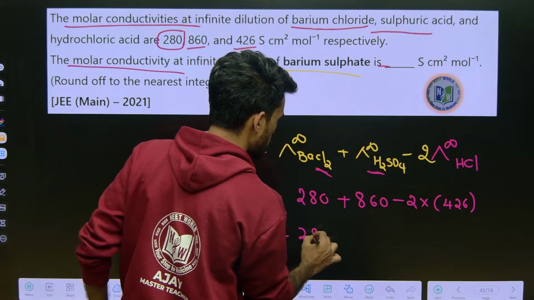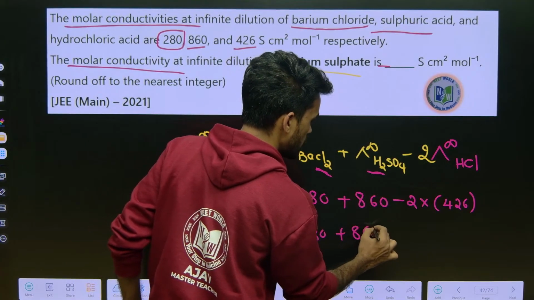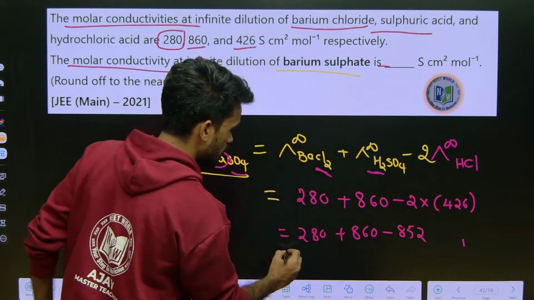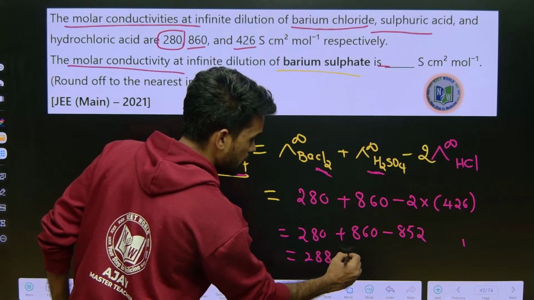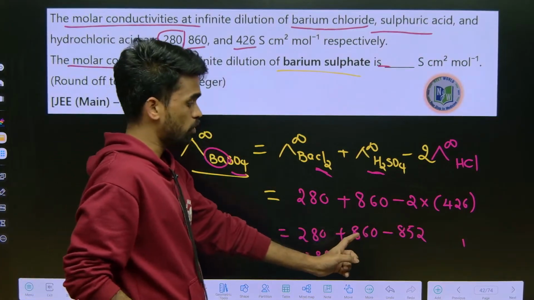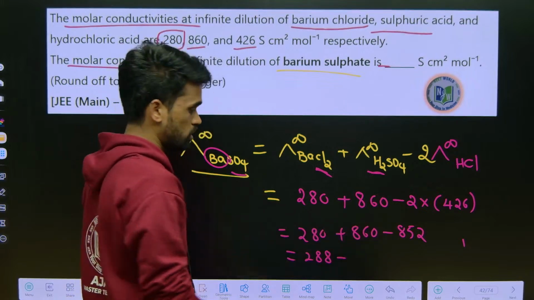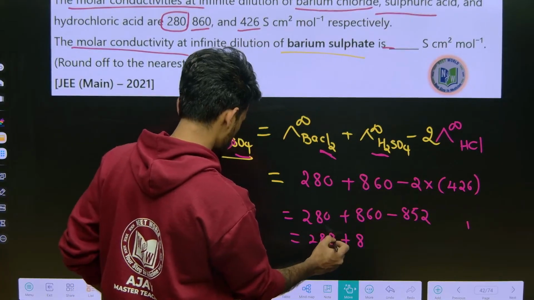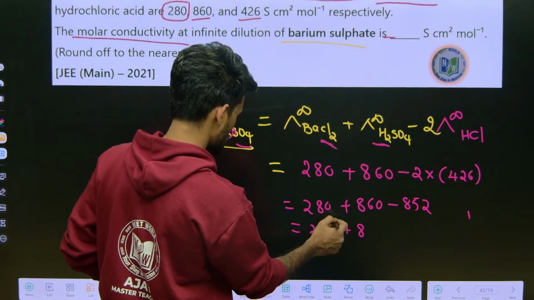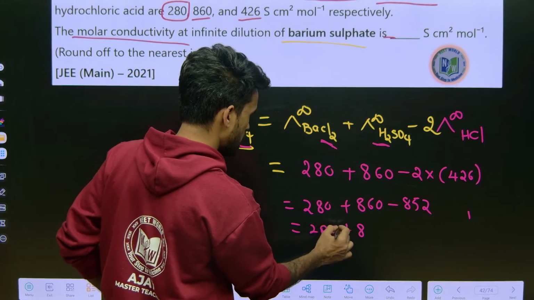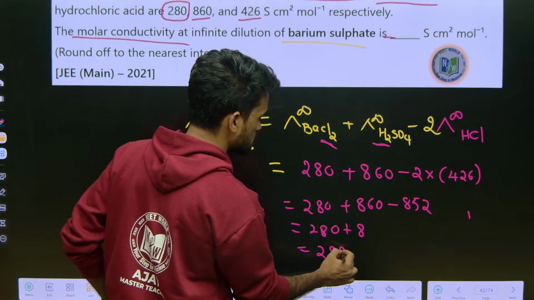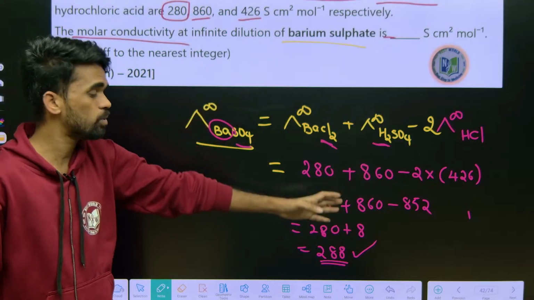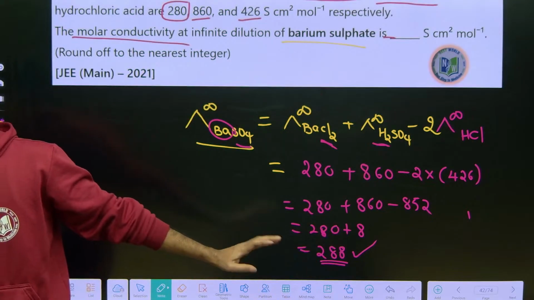Okay, so will you do it and tell me your answer? Just try this. 280 plus 860 minus 2 times 426, that is 852. So 860 minus 852 is 8, right? So plus 8. This is 280 now, so 280 plus 8, that is 288, will be your answer for the question. Okay, right. See, this is an integer type question. How easy it is? This is a JEE Mains question. Guys, is this clear or not?